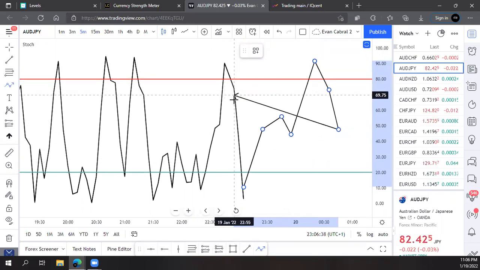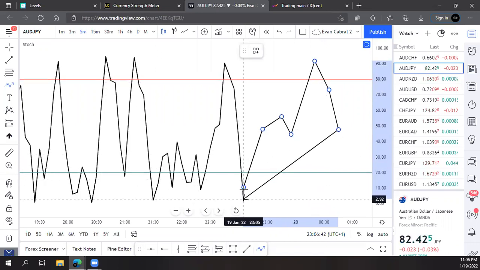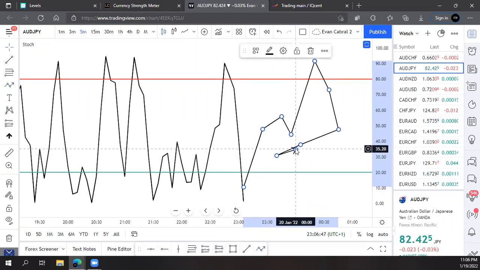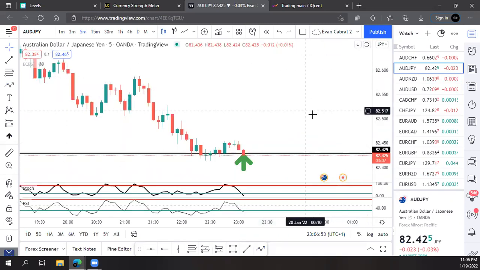Look at it right now. It's crossing down the green, right? So it's getting ready for a buy. So if I see the market around a support area, I should be looking for what? I should be looking for a buy.